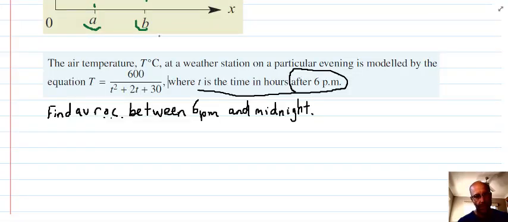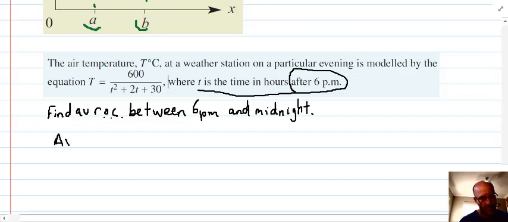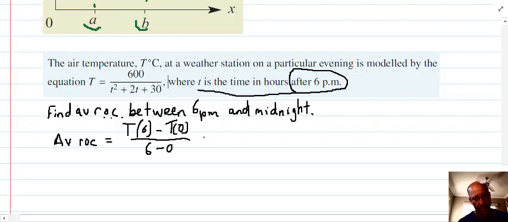So we write our formula down. For the temperature, the average rate of change equals, we've got a capital T as the output or the dependent variable. So we've got T of 6 minus T of 0 over 6 minus 0. So we need to find T of 6 and T of 0. It's best if we do that algebraically.